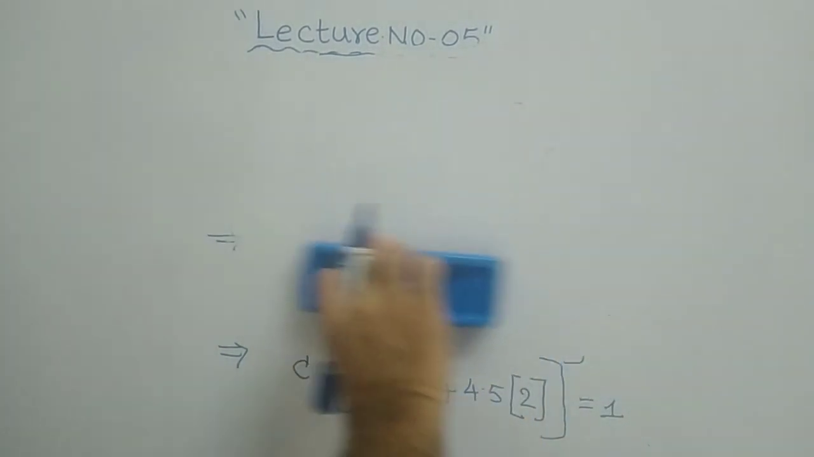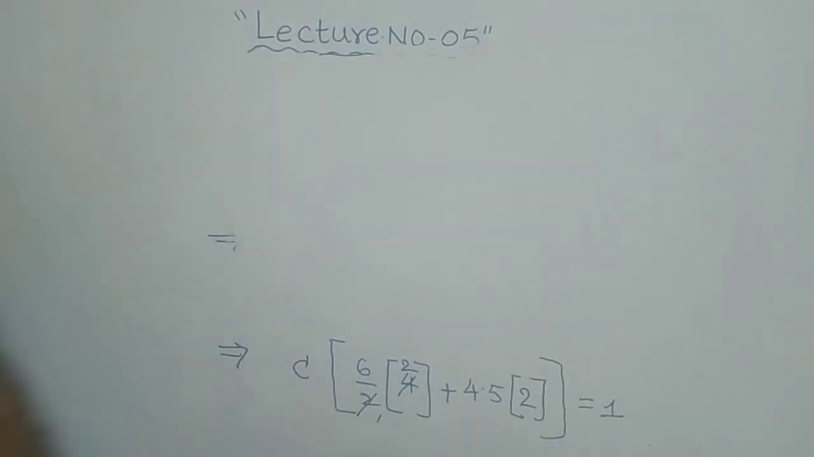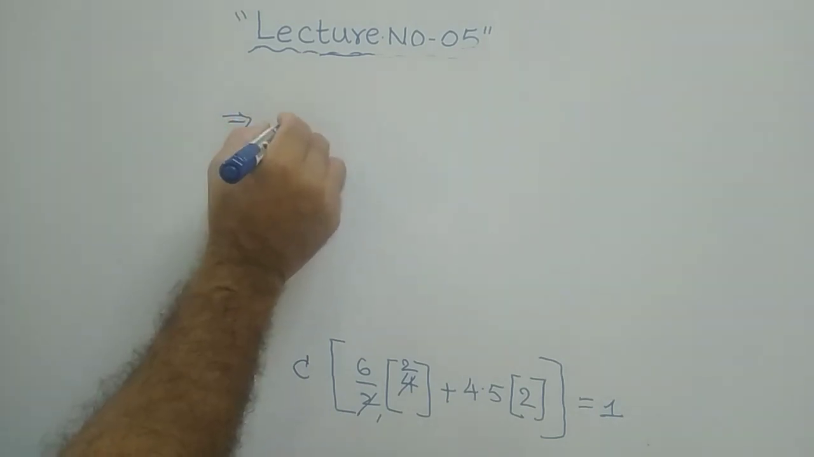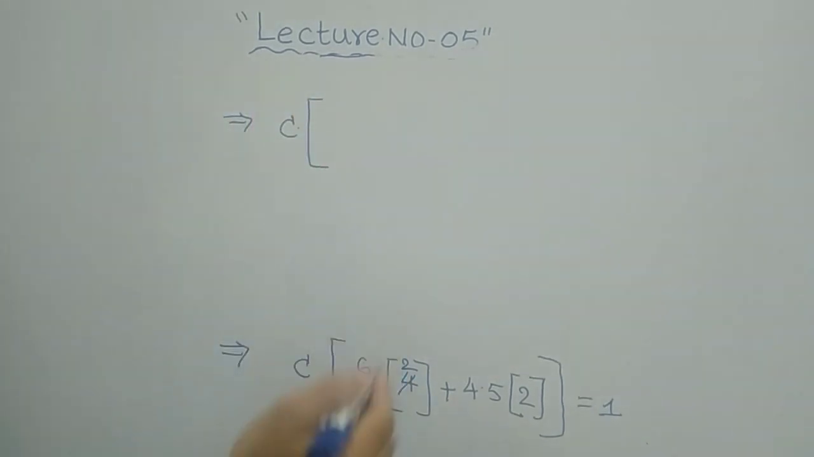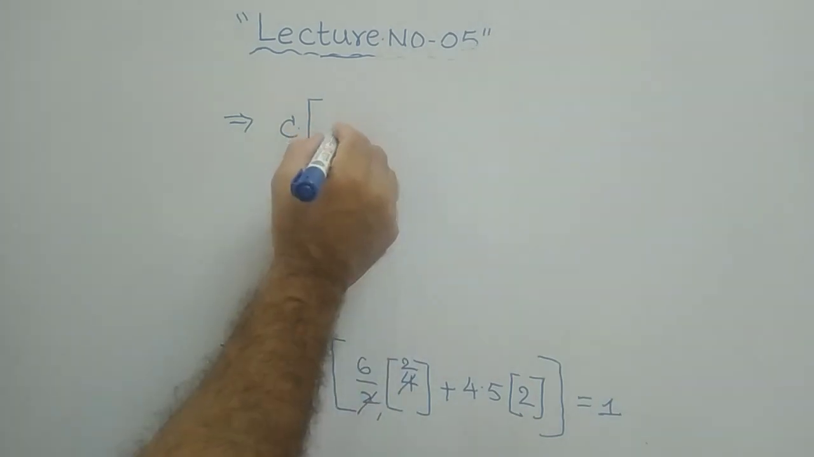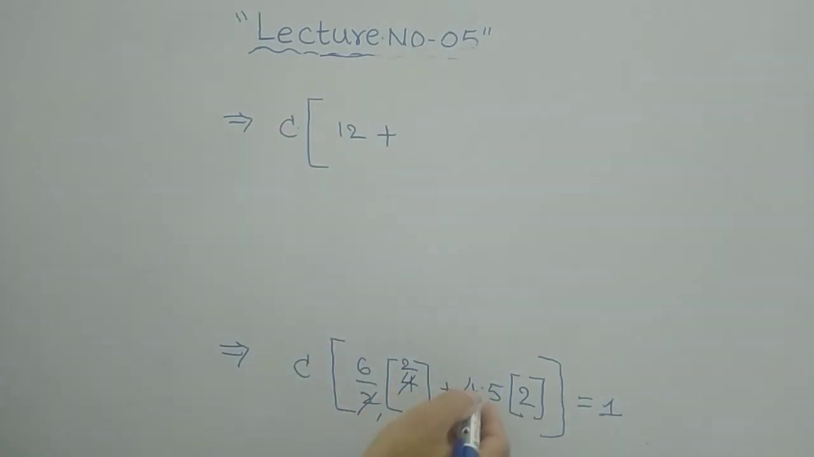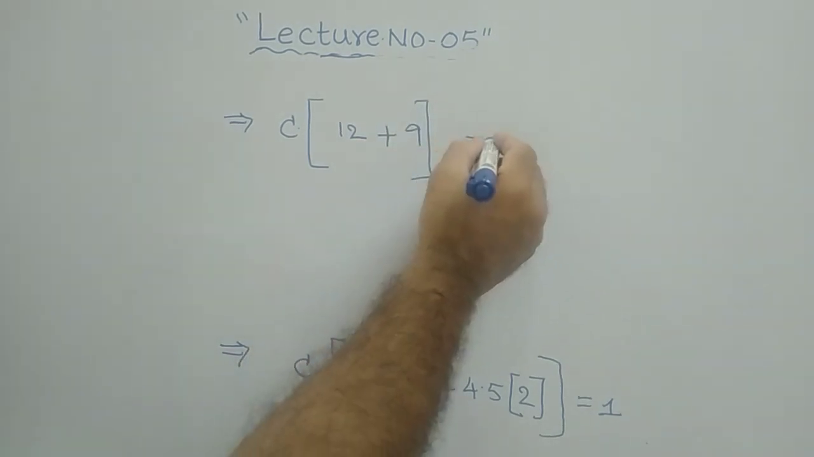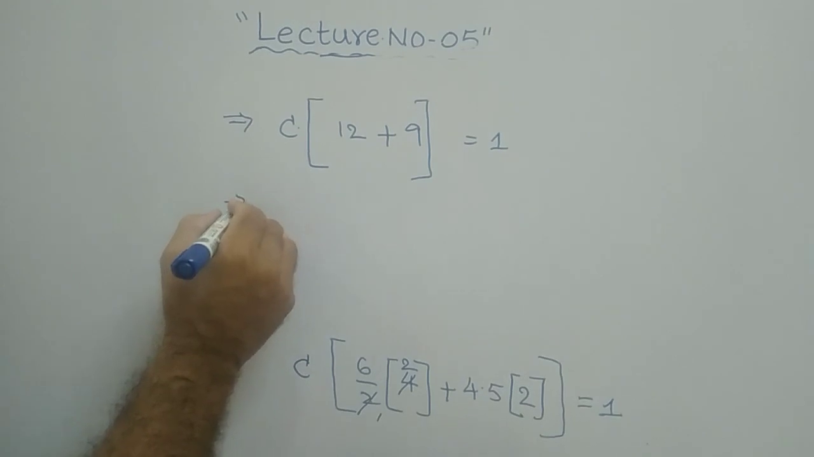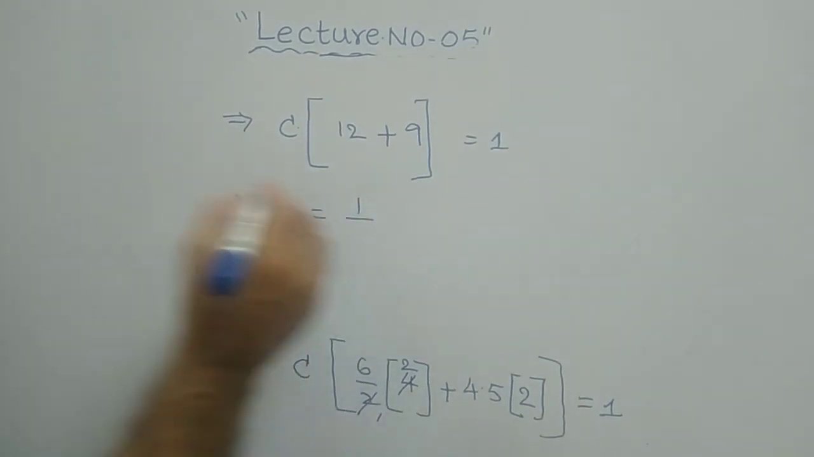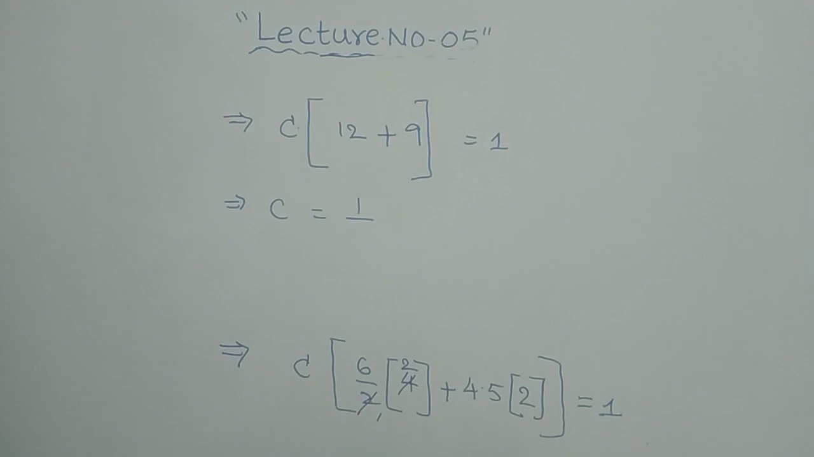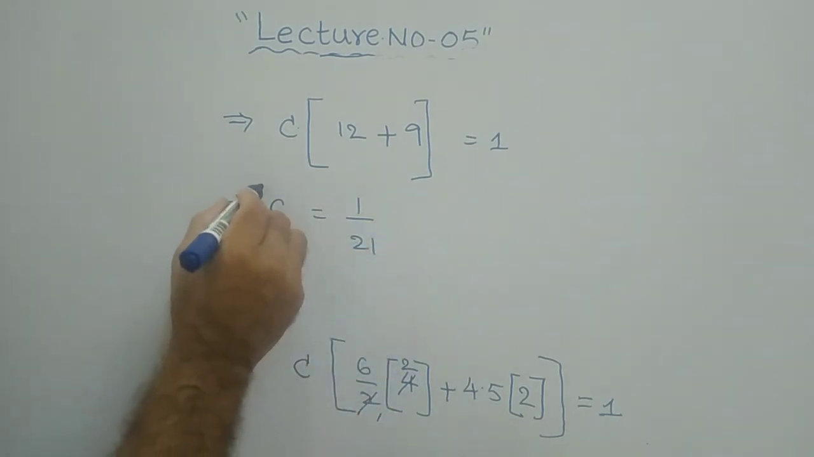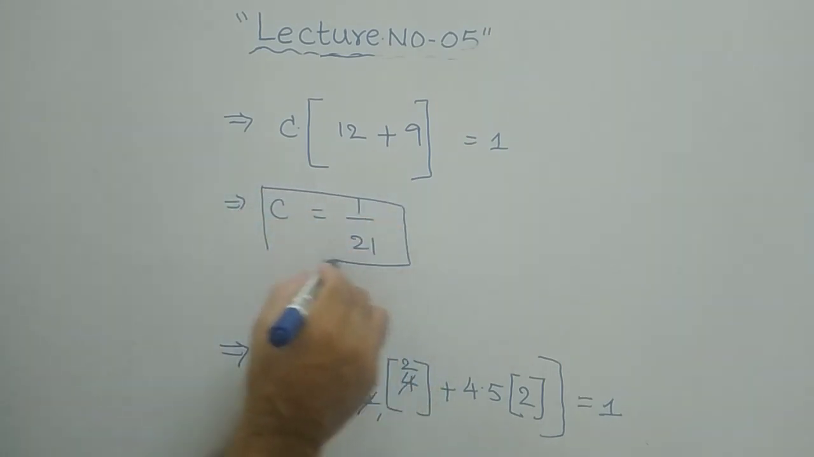Then finally if you simplify that, what you will get? Based on practice you will be able to simplify this very quickly. This implies c into what you will get actually? 2 2s are 4, it is 6 into 2, 12, plus how much? It is 4.5 into 2, nothing but 9, is equal to 1. Clear? And how much you will get? C is equal to 1 by 12 plus 9. How much you will get? It is 21. So c is 1 by 21. This is your answer.